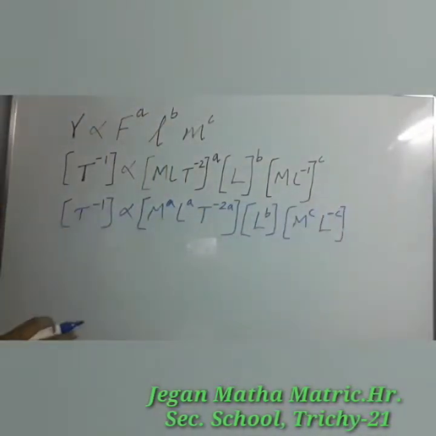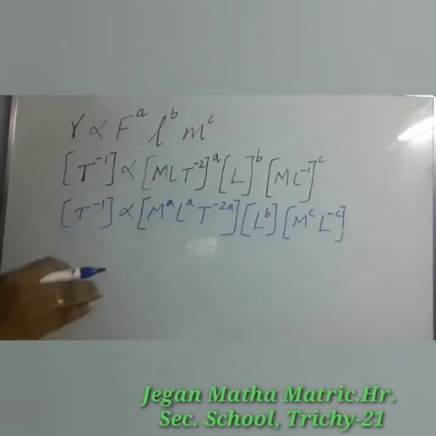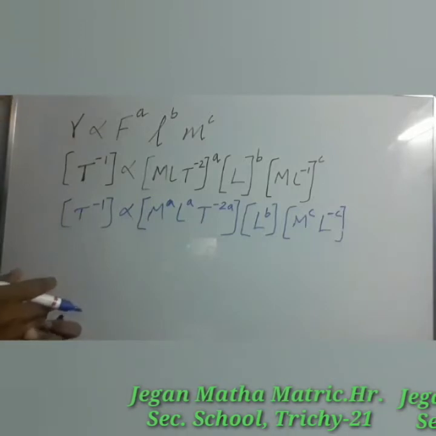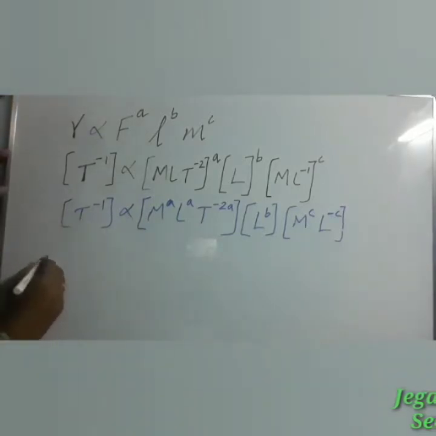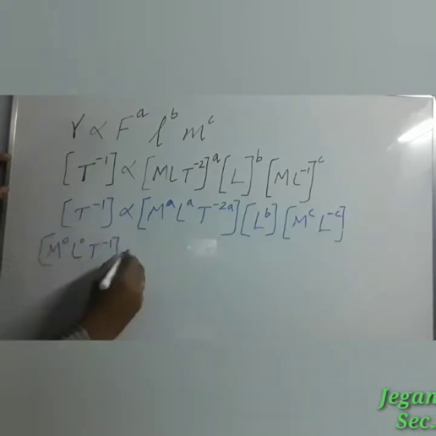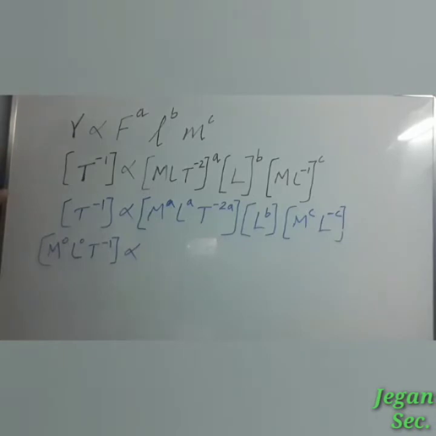At the left side, they have written only T power minus 1, so there is no dimension for the mass and the length. How can we write that? That also can be included: M power 0, L power 0, T power minus 1. This is the complete dimension for the frequency.